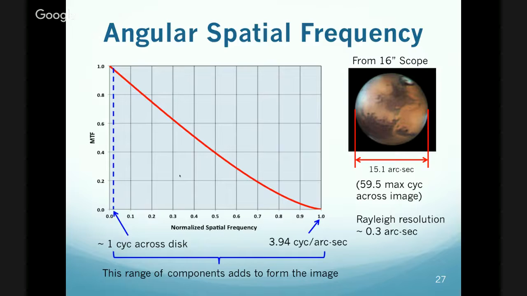Just for grins, I calculated you get almost 60 of the maximum cycle across, 3.94 cycles per arc second. Of course, the contrast there is 0. But that whole range of components adds to form that image. So I just wanted to emphasize, that curve really goes into forming the images that we see even on pretty tiny objects.